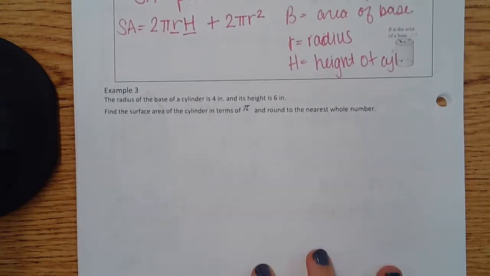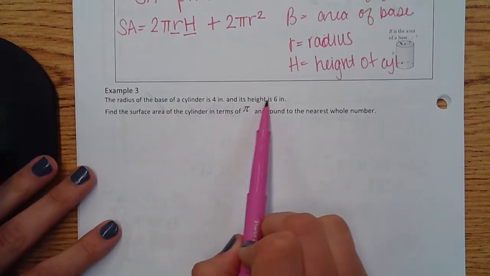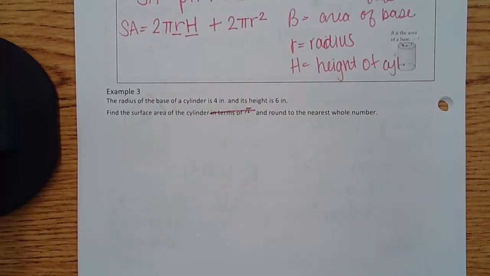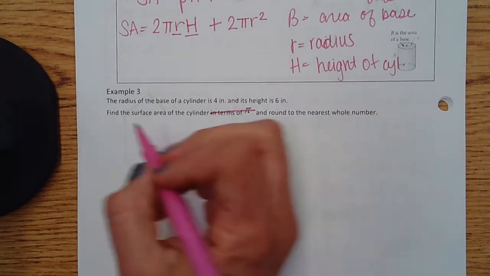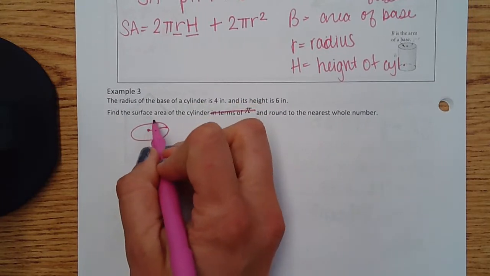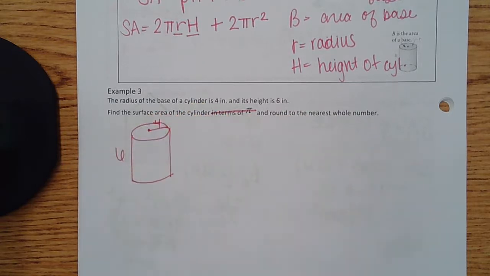All right, so here we go. The radius of the base of this cylinder is 4 inches. The height is 6 inches. Find the surface area. We are not going to do in terms of pi. And then round to the nearest whole number in this case. So we can draw it if we want. We have a radius of the base is 4. The height of the prism is 6.